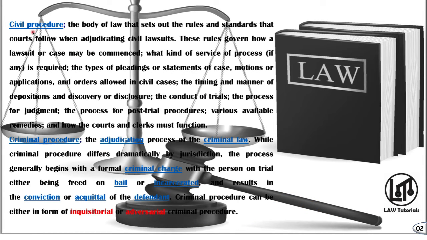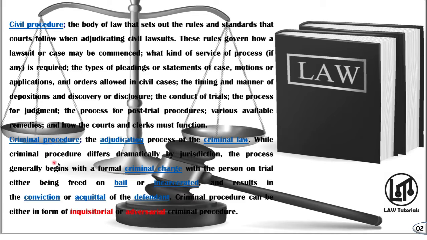Now, civil procedure. Civil procedure is the body of law that sets out the rules and standards that courts follow when adjudicating civil lawsuits. These rules govern how a lawsuit or a case may be commenced, what kind of service of process, if any, is required, the types of pleadings or statements of case, motions or applications, and others allowed in civil cases, the timing and manner of depositions and discovery or disclosure, the conduct of trials, the process for judgment, the process for post-trial procedures, various available remedies, and how the courts and clerks must function.